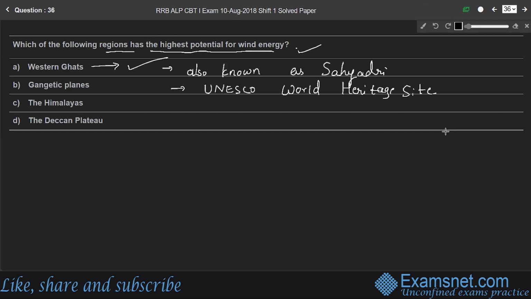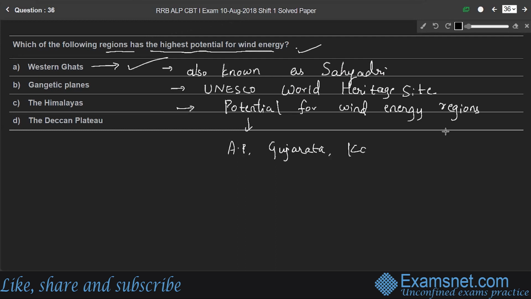According to a recent study, regions with high capacity utilization factor and potential for wind energy are distributed in the states of Andhra Pradesh, Gujarat, Karnataka, Maharashtra, and Tamil Nadu.